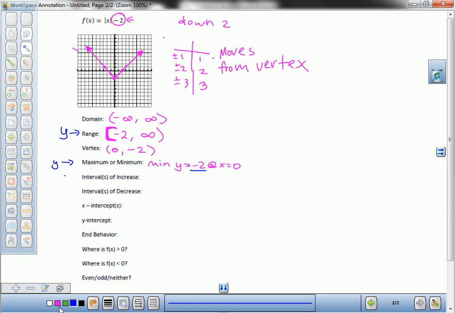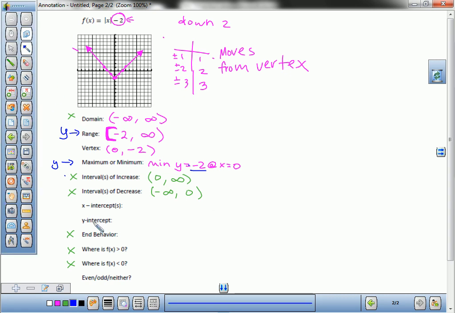Now, this uses x. All those are the x. So these are the two where we're really focused on the y's. Okay, so do we see it's going up? It's increasing from 0 to infinity. It's decreasing on this side as we move left to right, so it's decreasing from negative infinity to 0.